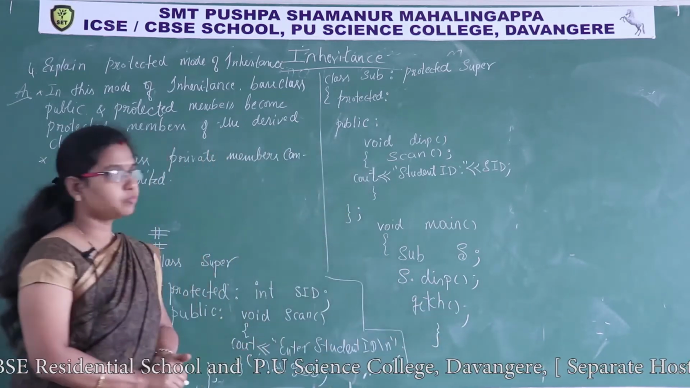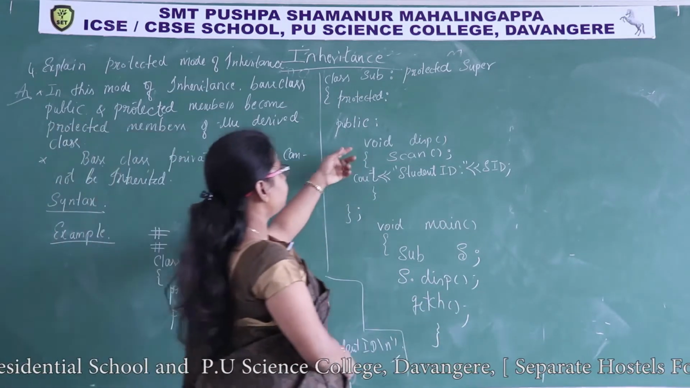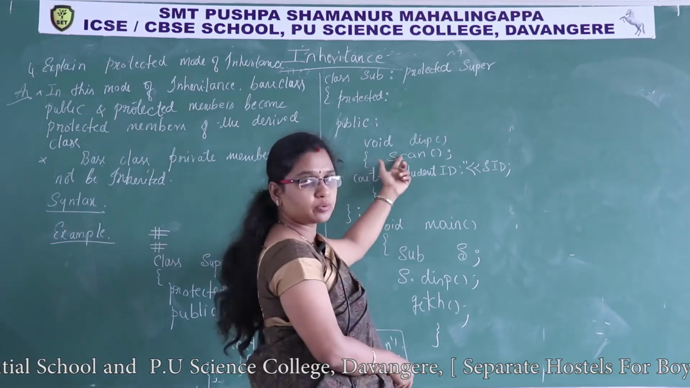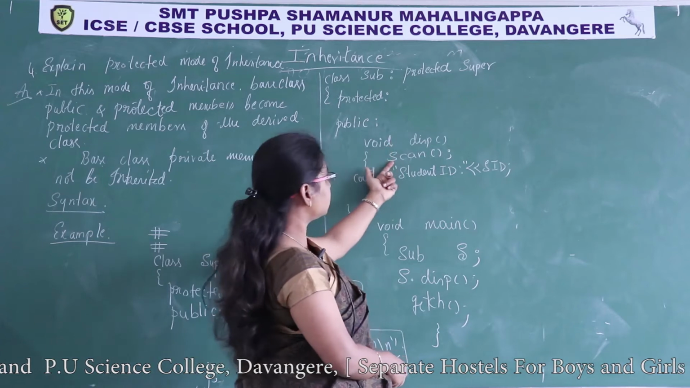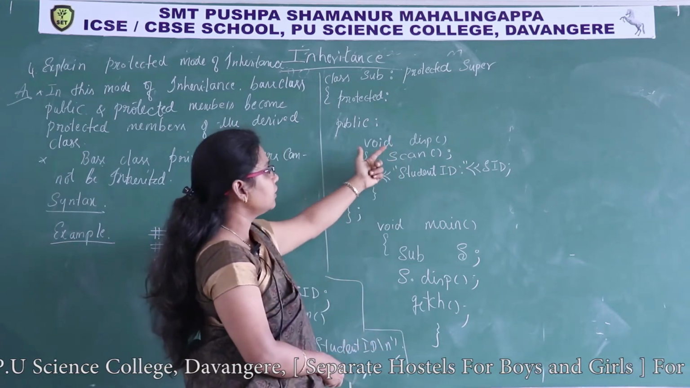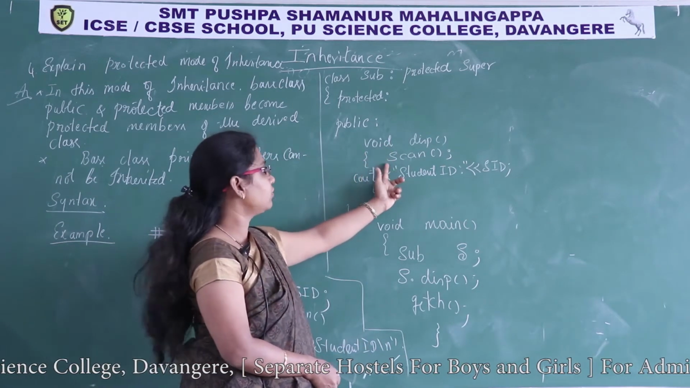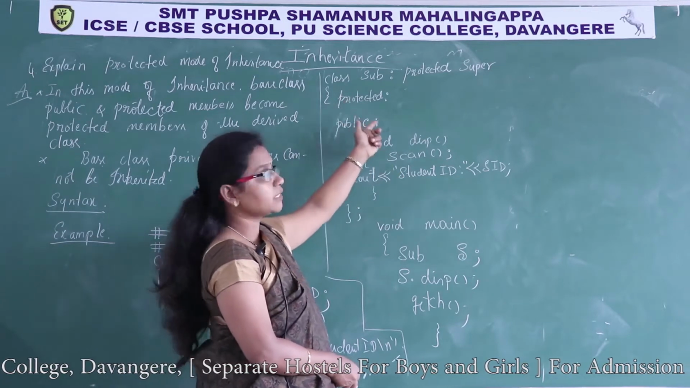When you call this function, which is in the public section, it gets executed. The scan function is there within that function. When it enters, control comes to this line. There is another function called scan function. So scan belongs to the protected section of the class.